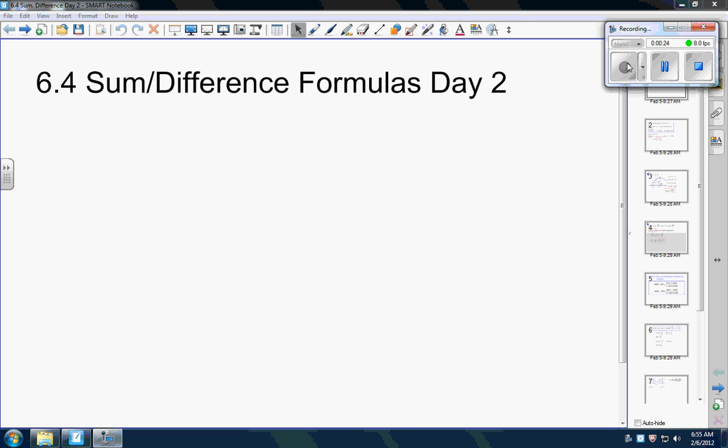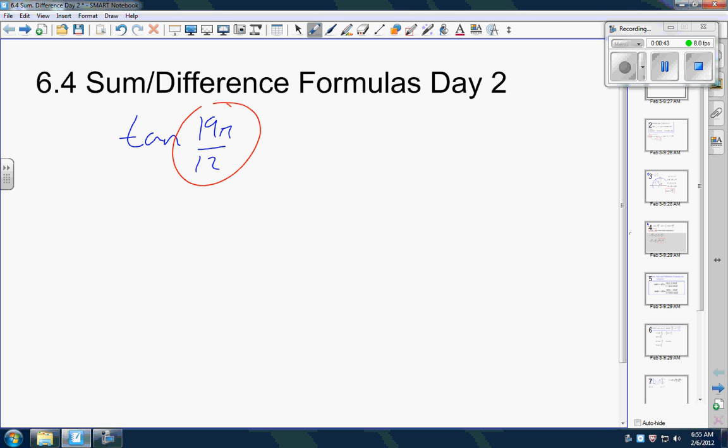Today we're going to look at some different properties with them, and then also get to those tangent equations that we ended with last time. So last time the problem was tangent of 19 pi over 12, I think. And the main idea was we just talked about what can we do with a 19 pi over 12, but you didn't have a tangent formula to actually look at.